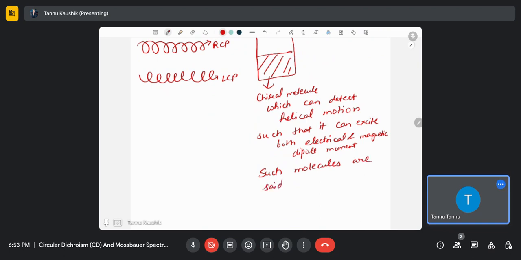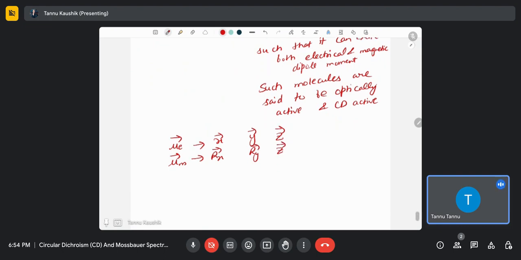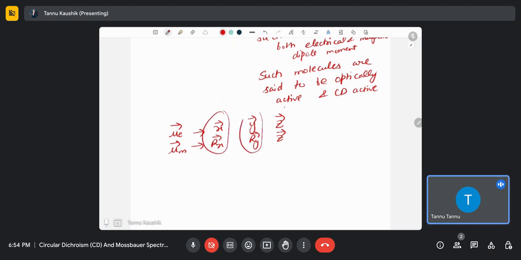Such kinds of molecules are said to be optically active and CD, circular dichroism, spectroscopy active. So for a molecule to excite both electric dipole moment and magnetic dipole moment, its distance vector, that is the xyz vector, and its rotational vectors along the respective axis should be associated together.